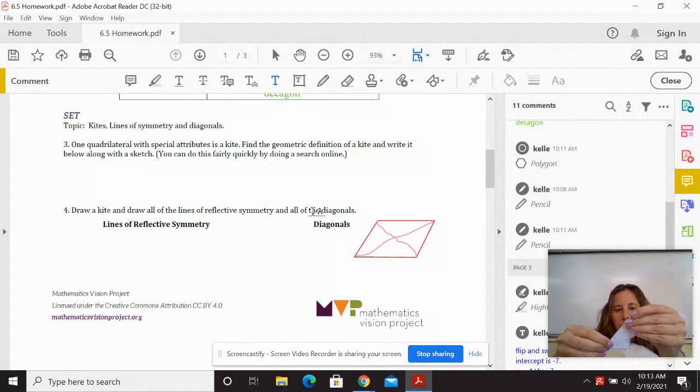I think I folded this one already in class. No, it does not. See how this is sticking out? It does not fold over perfectly onto itself. So that is not a line of symmetry. Okay, go look at the notes from Friday on Canvas.